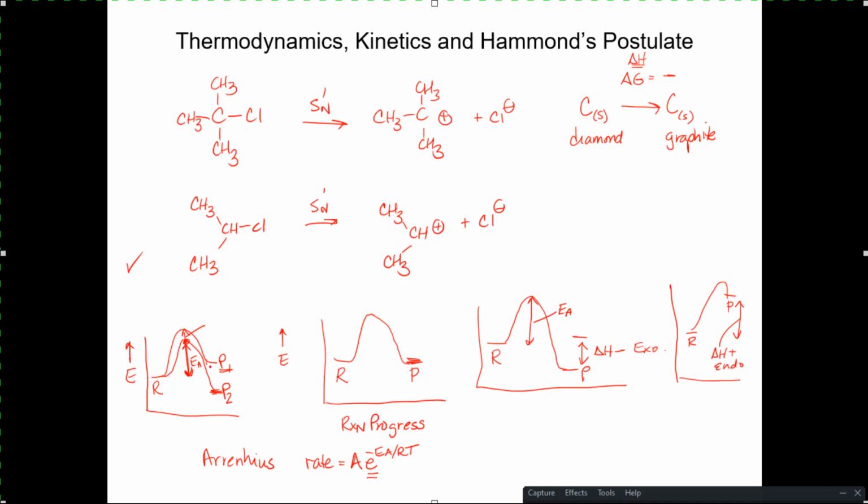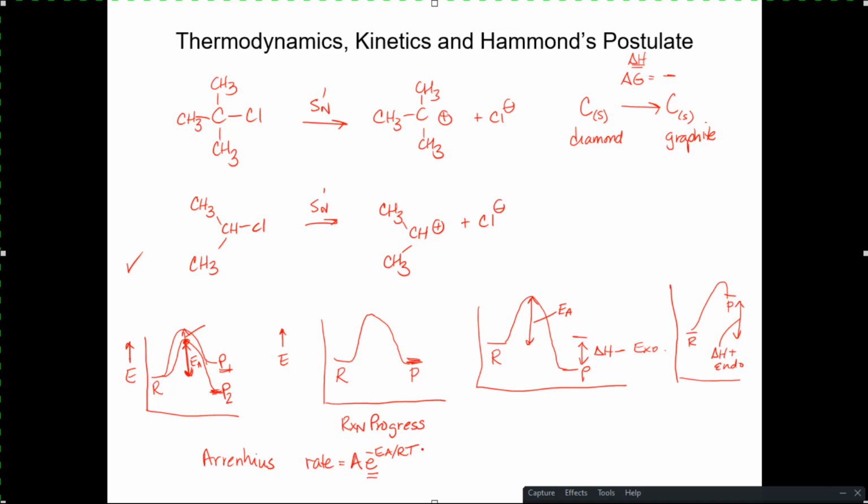So if I asked you the question, the larger the activation energy, the blank the reaction, in terms of kinetics, what would you say? The larger the activation energy, the slower the reaction. The smaller the activation energy, the faster the reaction. That comes from the mathematics of the Arrhenius equation.